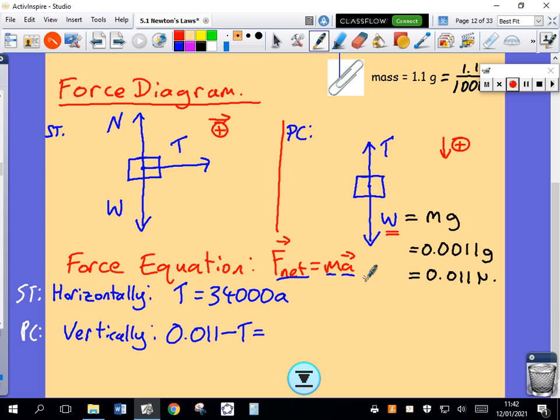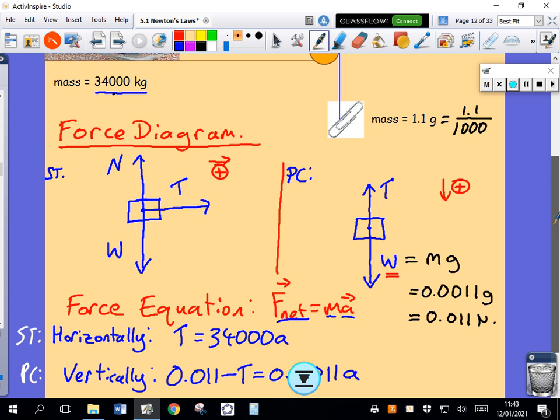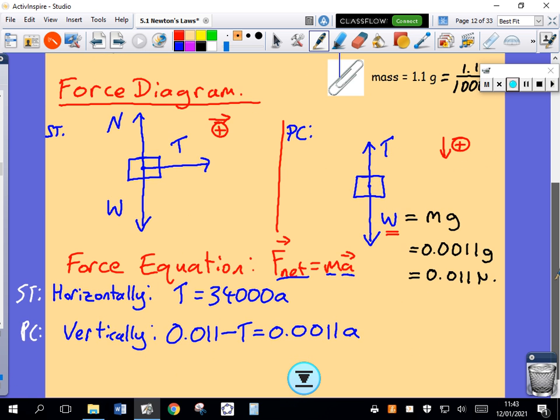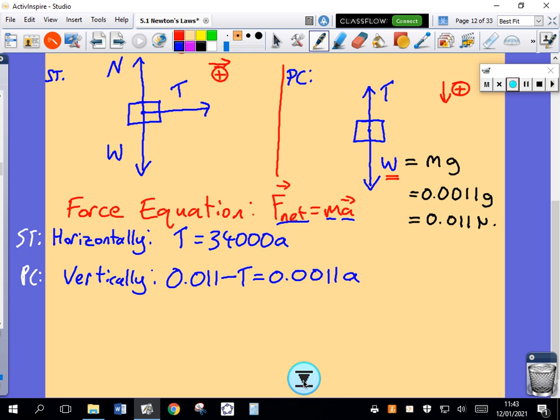And that's going to equal M times A. The mass of this paperclip was 0.0011 times whatever the acceleration is, and it's going to be the same acceleration as that of the tank. If this is a string, if this pulls down, then the tank will move across. And now I have a system of equations. I have two unknowns, tension and acceleration. So how do I solve them? Well, I'm going to solve for acceleration by just using a substitution. I'm going to take this value for T and substitute it in there.